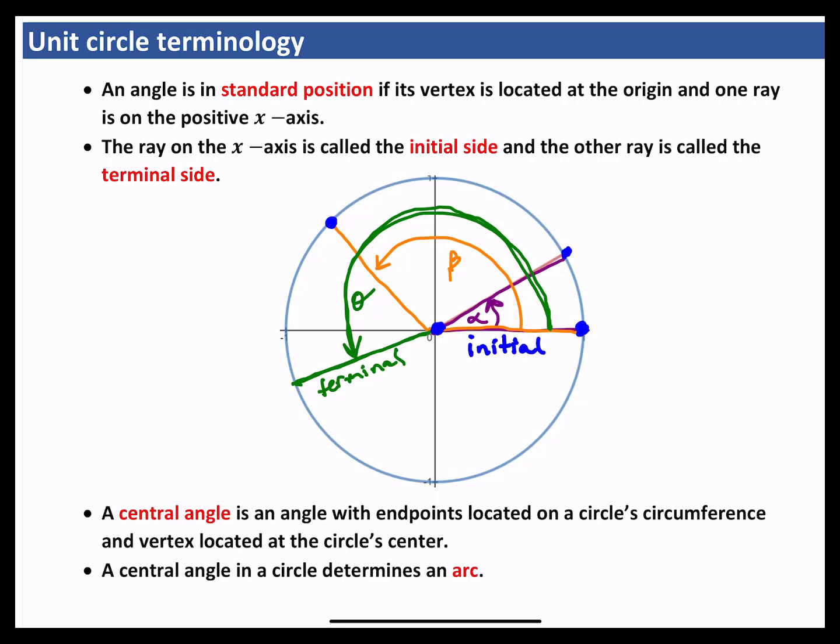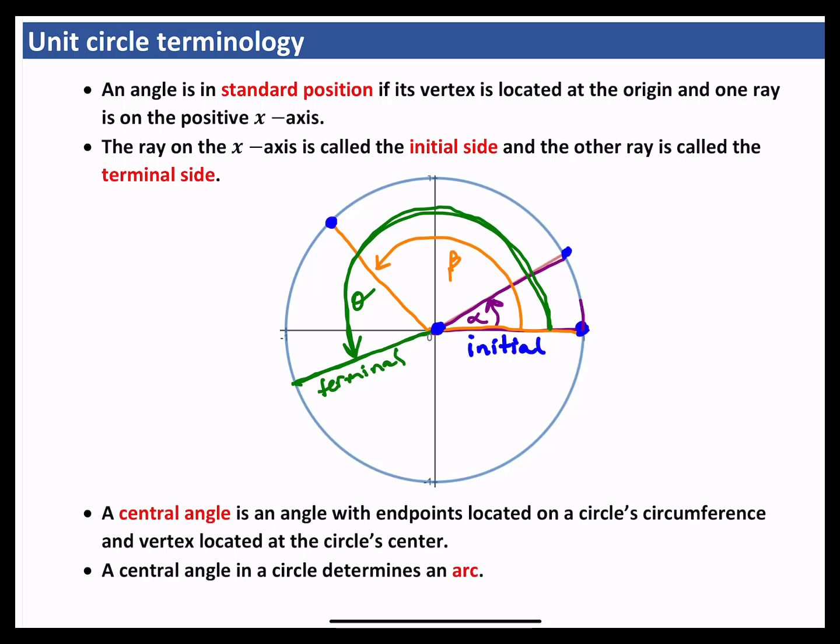Lastly, a central angle in a circle will determine an arc. An arc can be thought of as a portion of the circle's circumference. So the central angle alpha determines this arc, the central angle beta determines this arc, and the central angle theta determines this arc. The arc goes from the initial side to the terminal side, as you can see, and it measures the length of a portion of the circle's circumference.